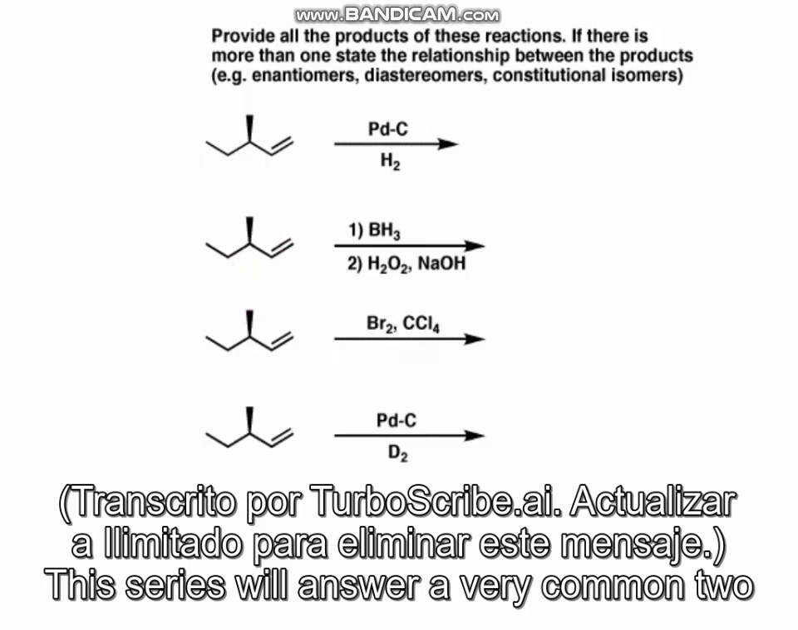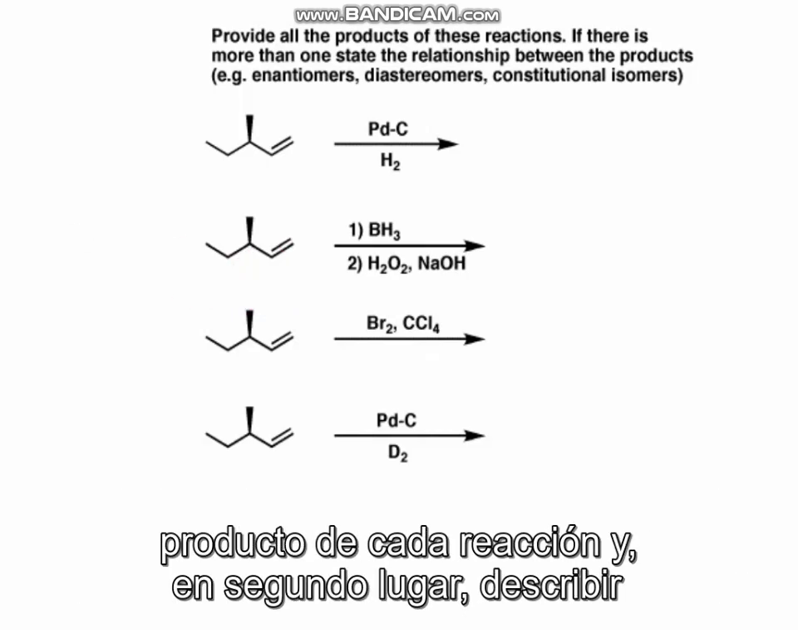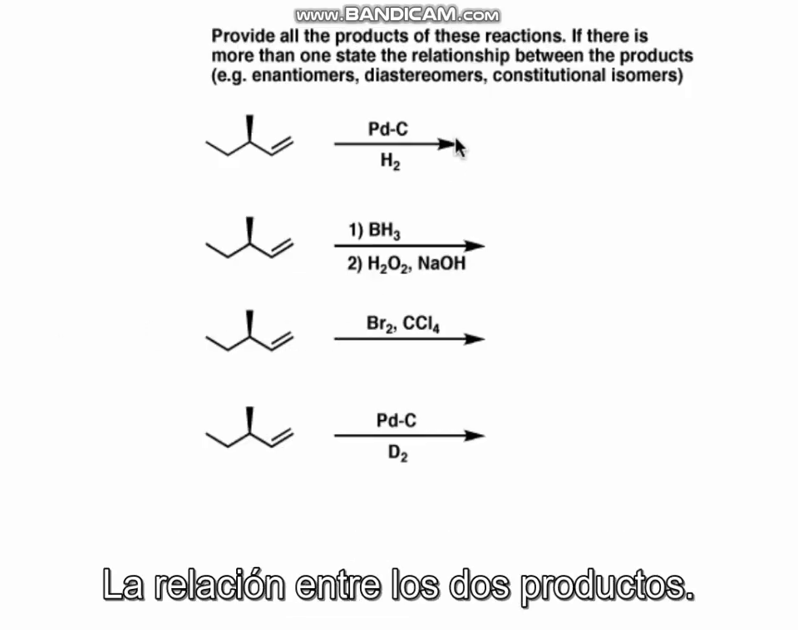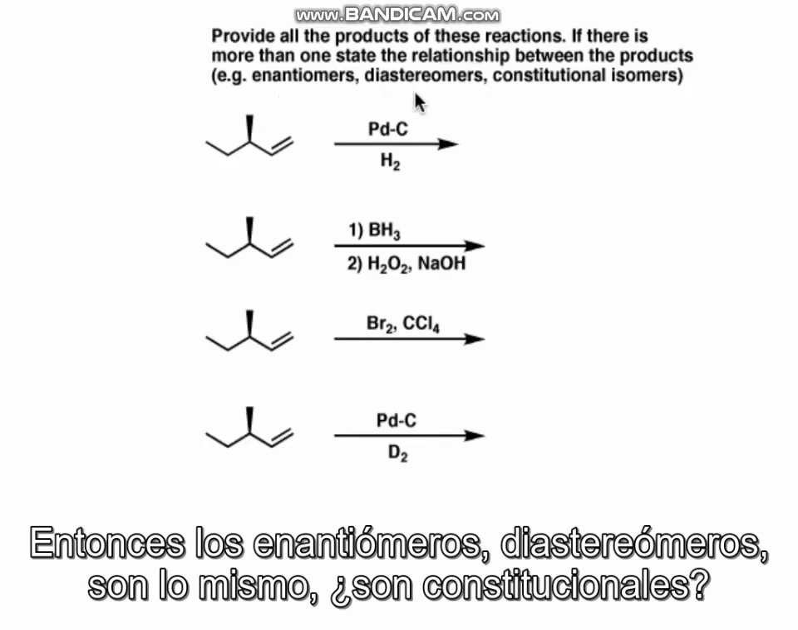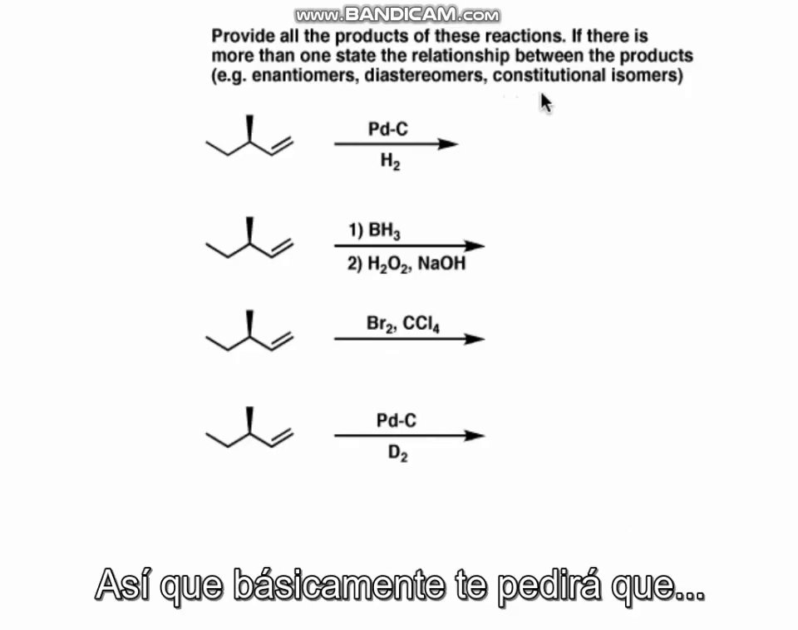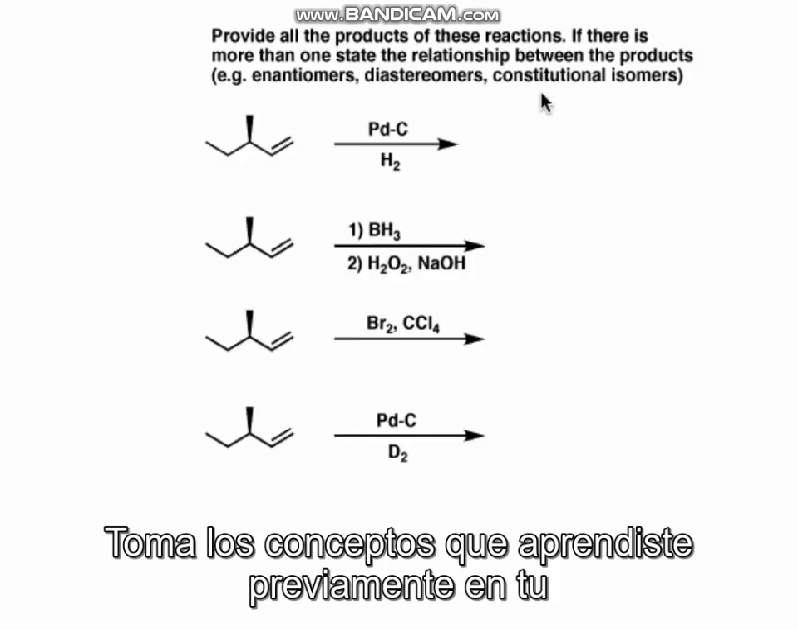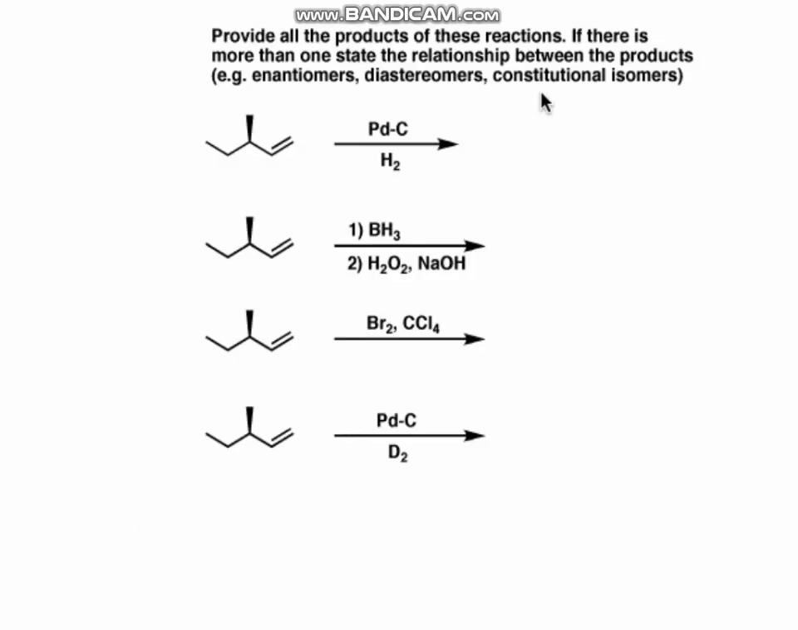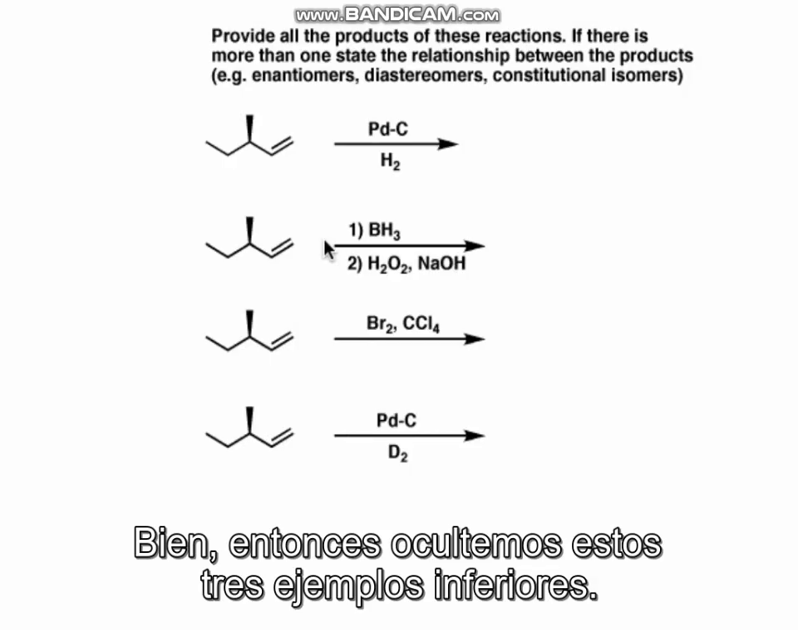These are a very common two-part question, which is basically to draw the product of each reaction, and secondly, to describe the relationship between the two products. So are they enantiomers, diastereomers, the same, or constitutional isomers? It's going to ask you to take the concepts you previously learned in your stereochemistry chapter and apply them to alkenes. Okay, so let's hide these bottom three examples right now.